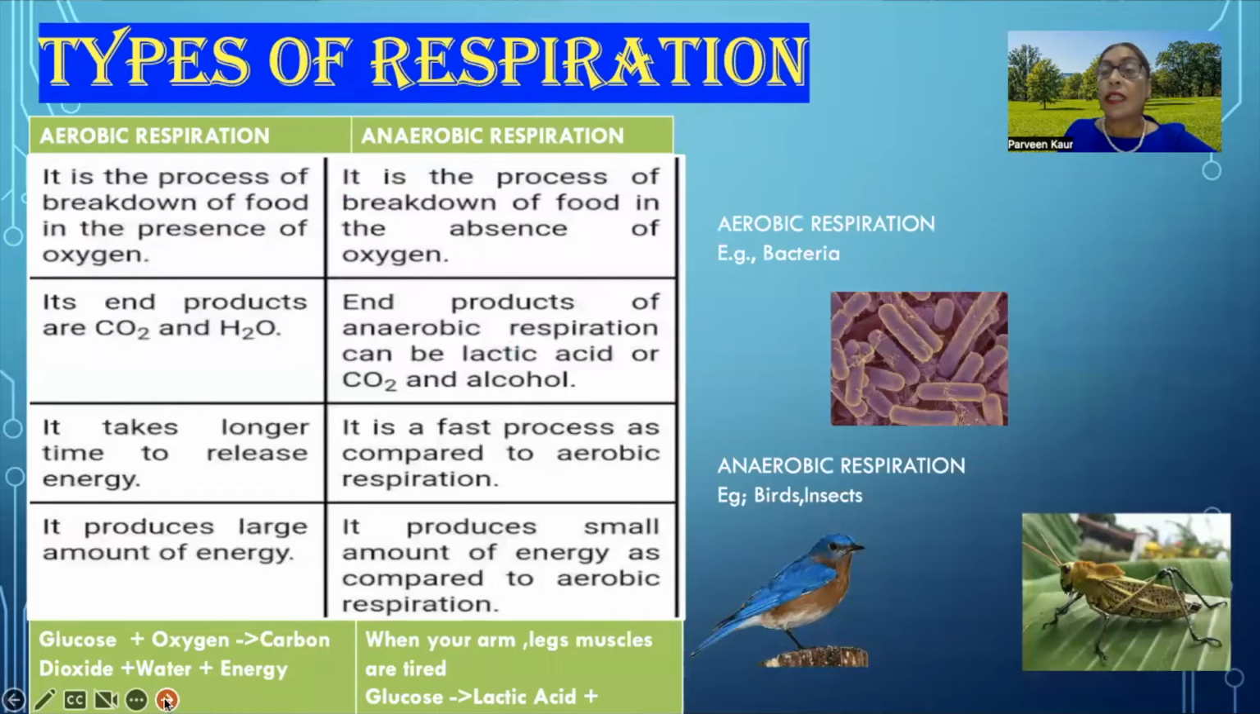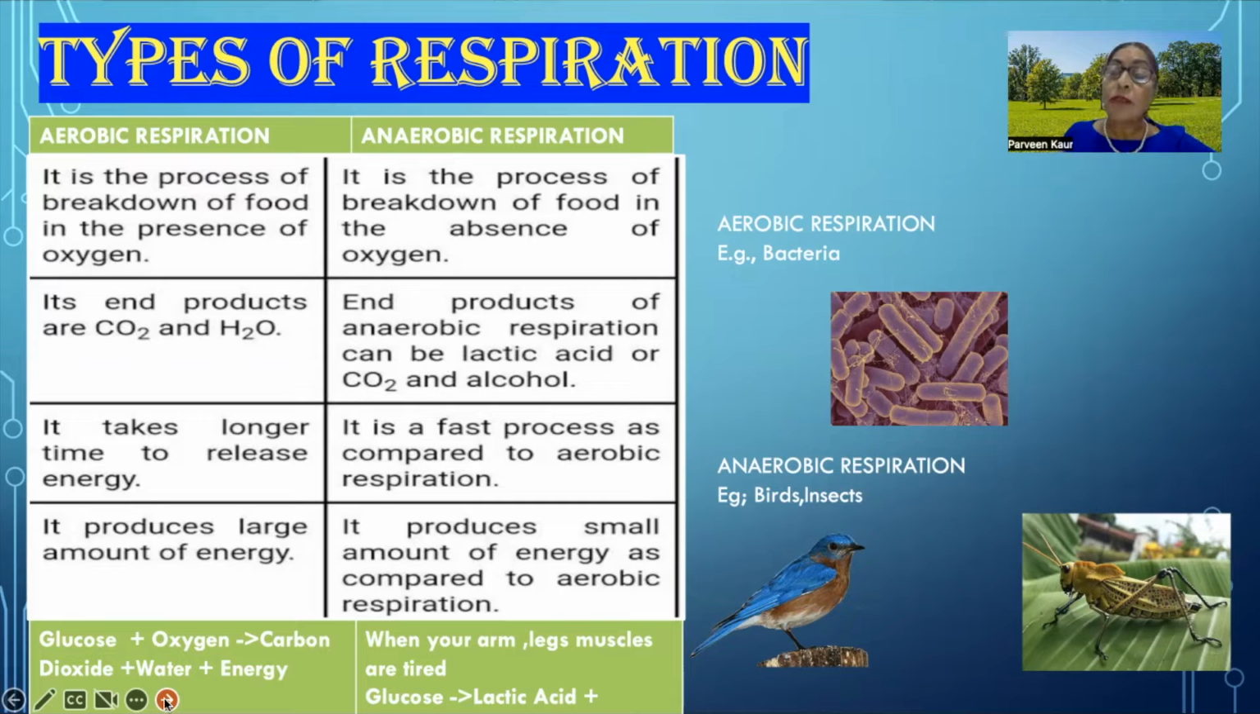Now we are going to study the types of respiration. There are two types of respiration: aerobic respiration and anaerobic respiration. Aerobic respiration takes place in the presence of oxygen. Anaerobic respiration does not require oxygen; it can be performed in the absence of oxygen. In aerobic respiration, the end products are carbon dioxide and water. In anaerobic respiration, the end products are lactic acid, alcohol, and carbon dioxide.